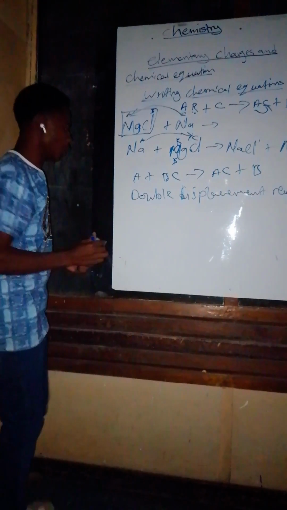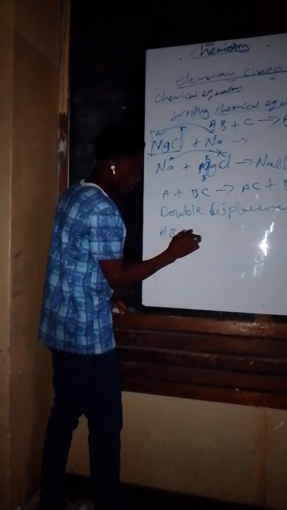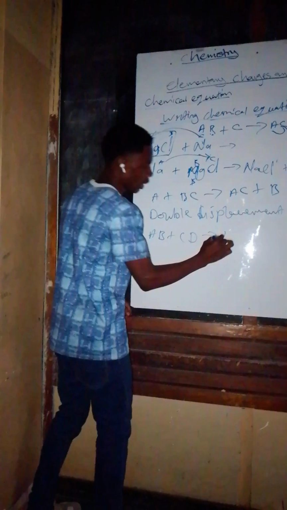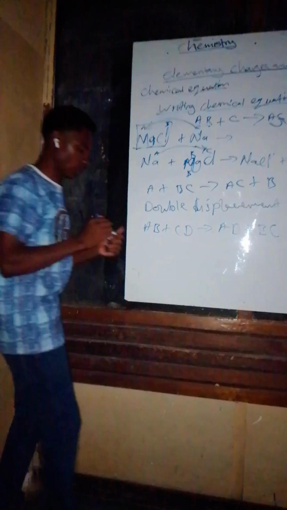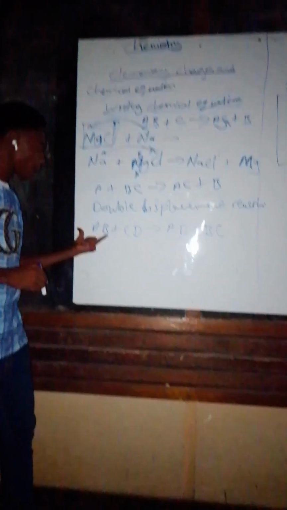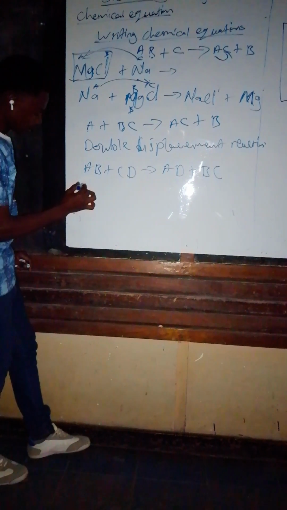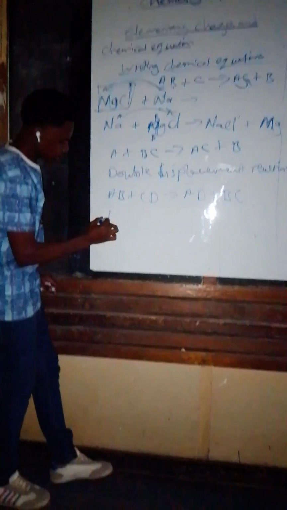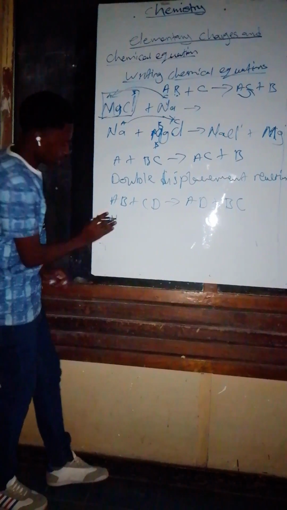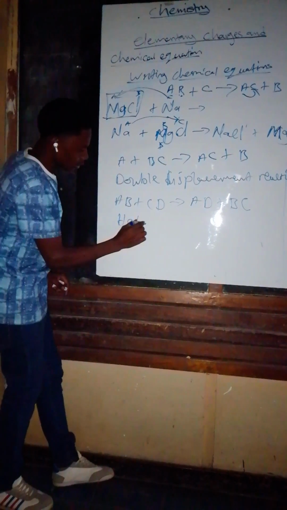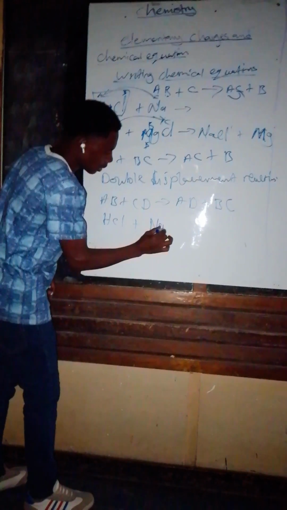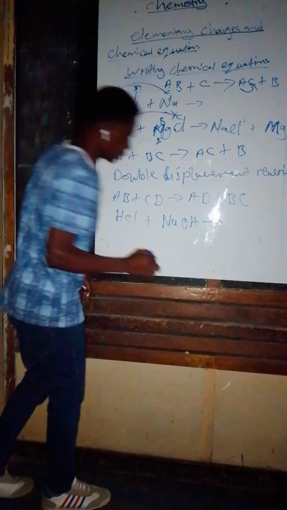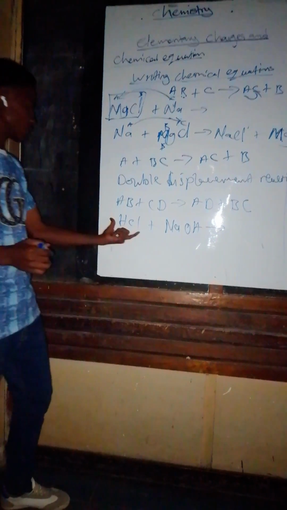A double displacement reaction has the format AB reacting with CD to give AD plus BC. This simply means that a compound and a compound are reacting. For example, hydrochloric acid reacts with sodium hydroxide. By the way, this reaction is called a neutralization reaction because this one is an acid and this one is a base.